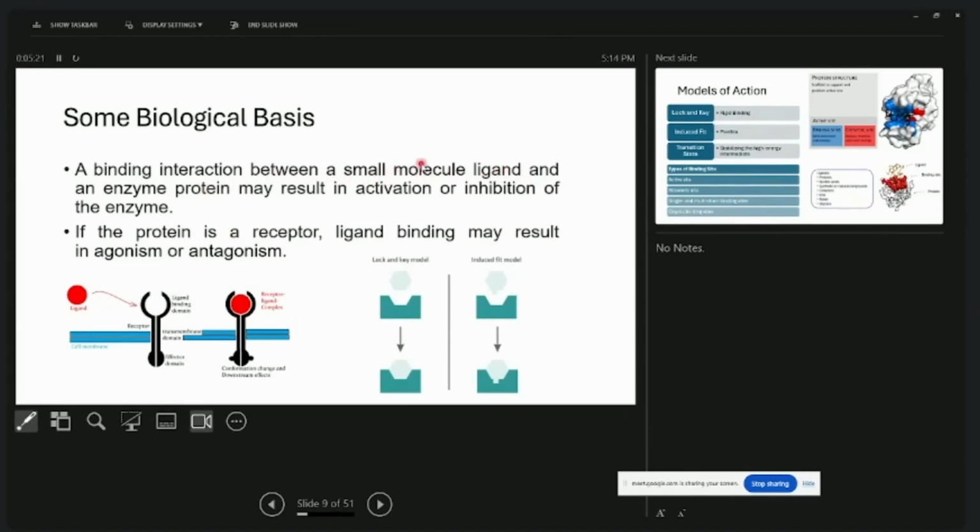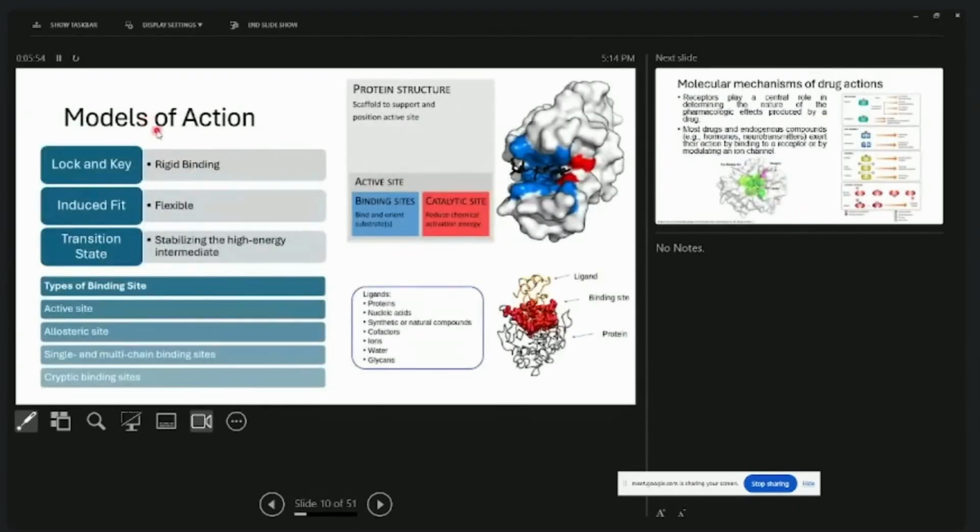So having some biological bases, we know that we usually have a binding interaction between a molecule, usually a small molecule ligand, and an enzyme or protein, which can result in activation, inhibition, agonism, antagonism, and so on. And this underlies lots of reactions in our bodies and lots of responsive mechanisms in our bodies, whether it be a receptor-ligand interaction, whether it be a substrate-enzyme interaction, and so on. And we'll see what kind of interactions molecular docking can give insight into later. So looking at the models of action, usually in enzymes, we have different models that can explain such interactions. We have the rigid lock and key mechanism.